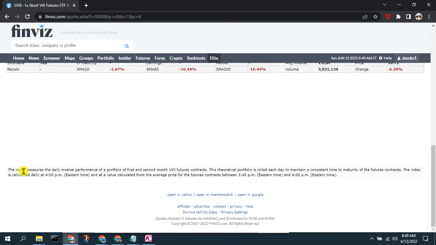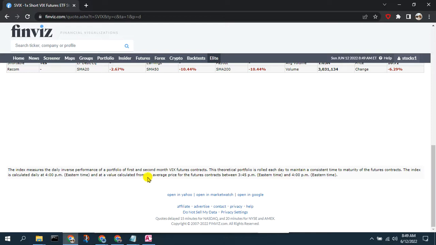And then we can see the definition. It measures the daily inverse performance of a portfolio of first and second month VIX futures contracts. So that's important to know what this is based on. It's rolled each day, so it's recalculated each day to contain a consistent time of maturity. And it's calculated daily at 4 p.m. at a value from the average price of the futures contracts between 3:45 and 4 p.m.